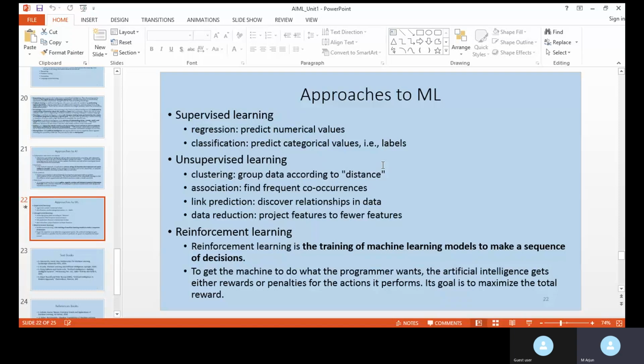So next is reinforcement learning. To get the machine to do what the programmer wants, the artificial intelligence gets either rewards or penalties. So based on the rewards and penalties, it will try to learn.